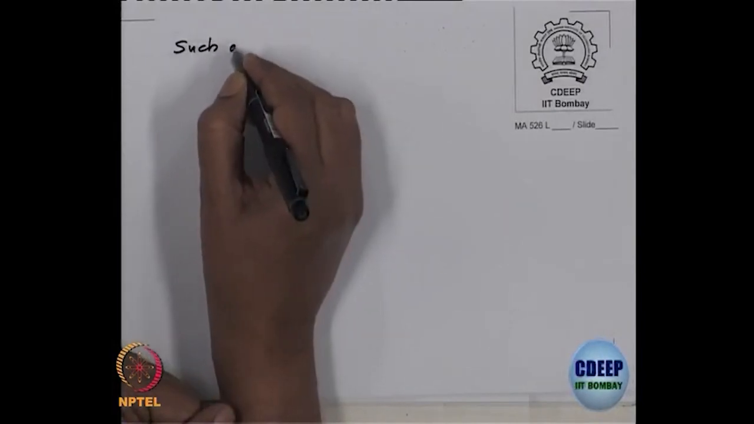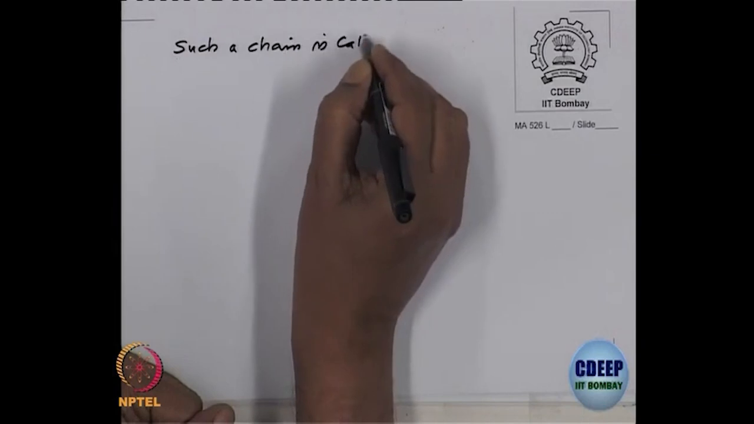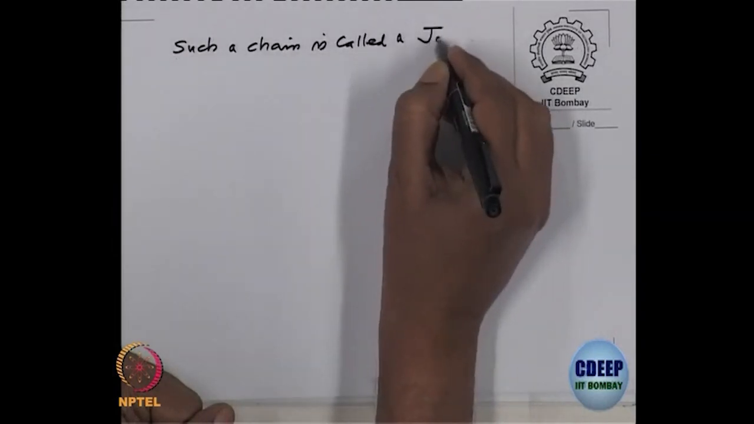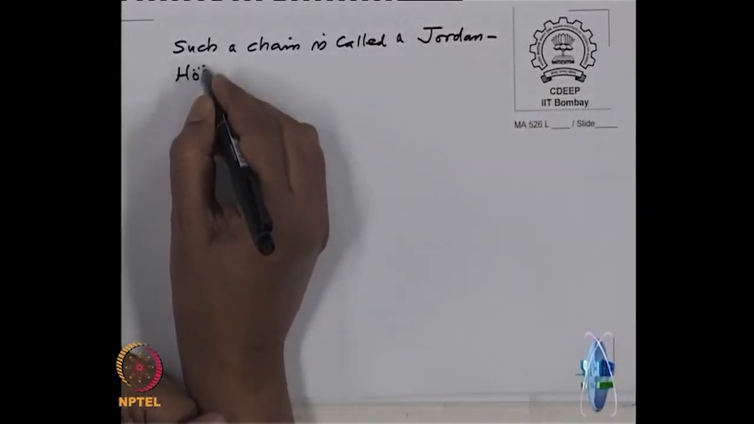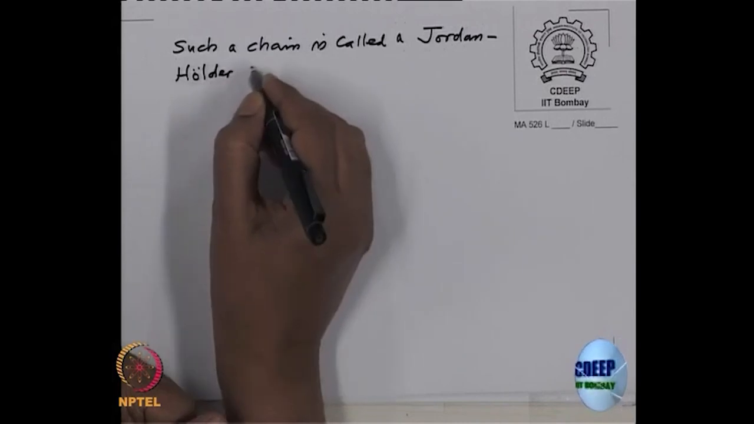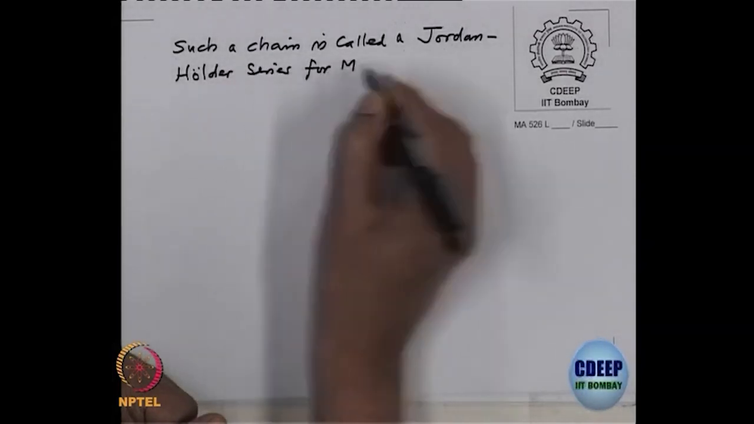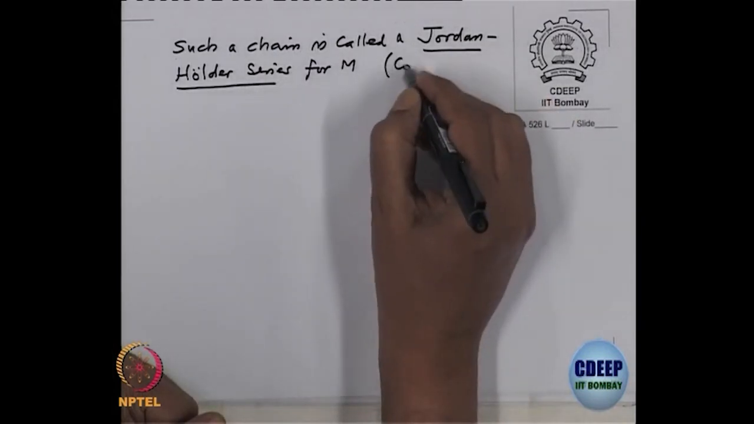Such a chain is called a Jordan Holder series for M. Some people also call it a composition series.